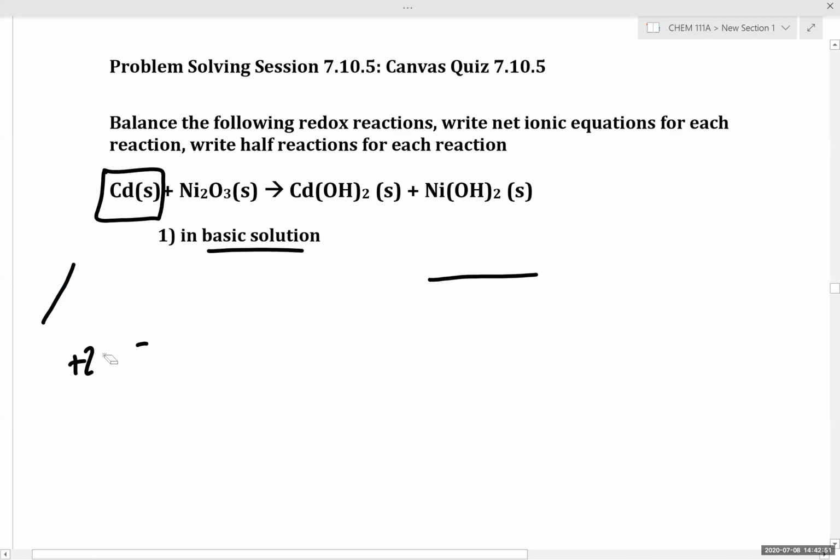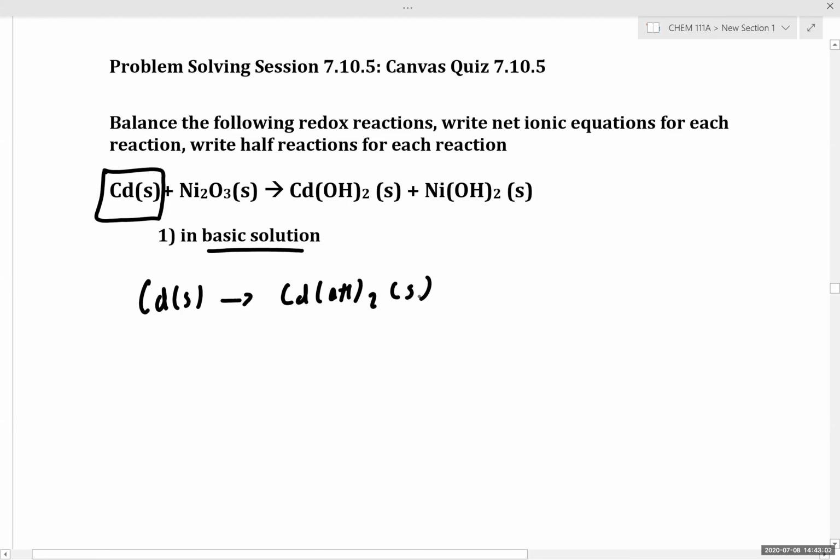I know basic conditions are really tricky to balance sometimes, but if we have cadmium solid leads to cadmium hydroxide, we can still use the logic of balancing based on ions. So we have 2 hydroxide on the right, so we're just going to add 2 hydroxide to the left.